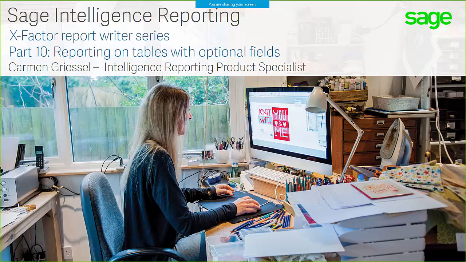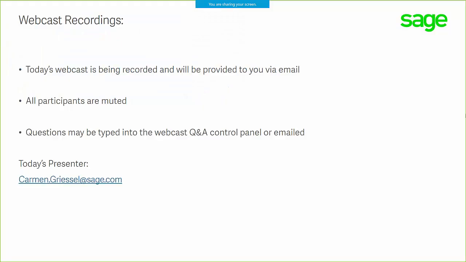I want to take a look at tables and optional fields and how you can add fields into your reports when you've got a table with multiple options that you want to report on. My name is Carmen and I'm the product specialist for Sage Intelligence.